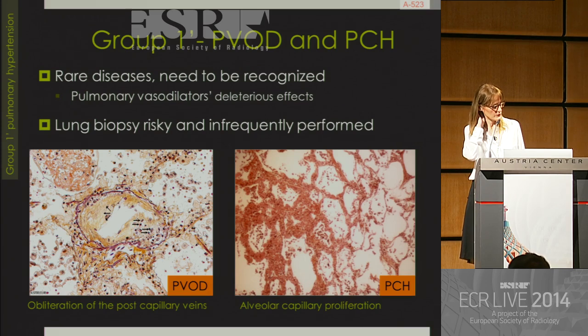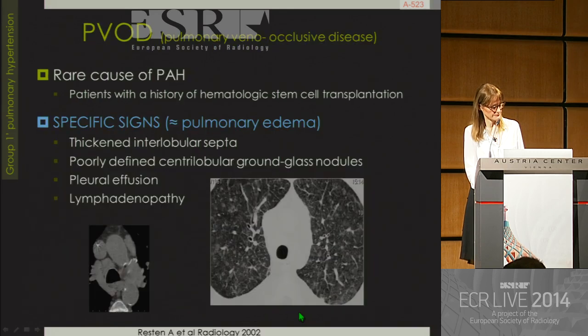Group 1 prime is a very difficult group. As previously mentioned, these are rare diseases that we need to recognize because lung biopsy is risky and infrequently performed. In POVD, you have obliteration of the postcapillary veins, and in PCH, alveolar capillary proliferation. So let's start with POVD. It's rare, but most of the patients have a history of hematologic stem cell transplantation.